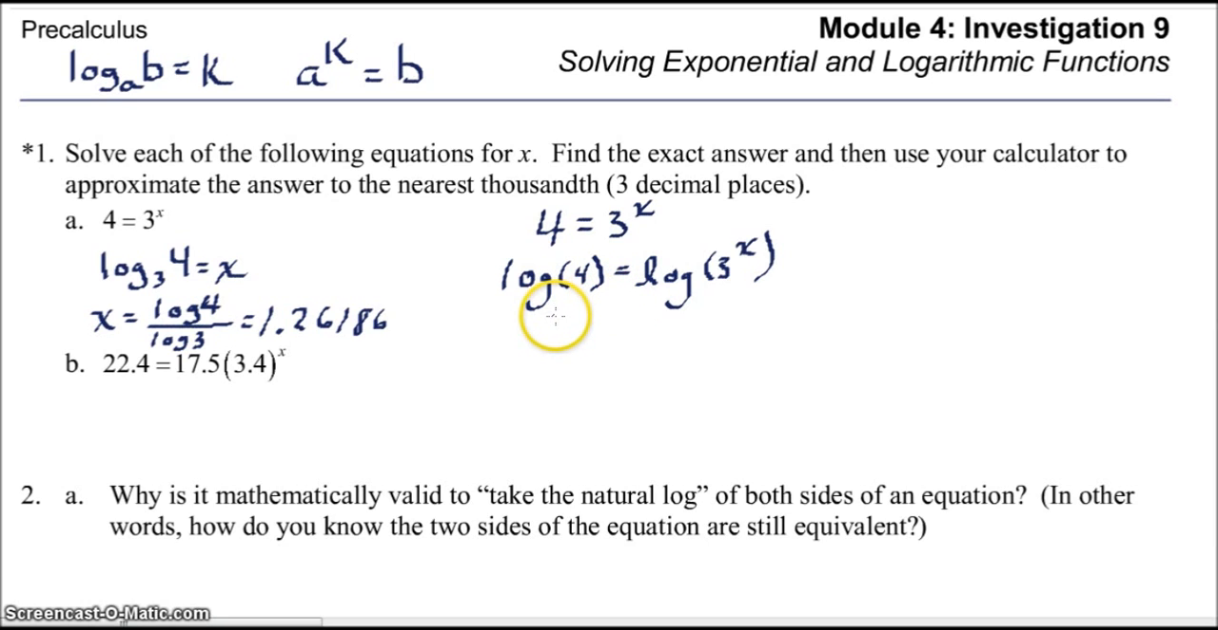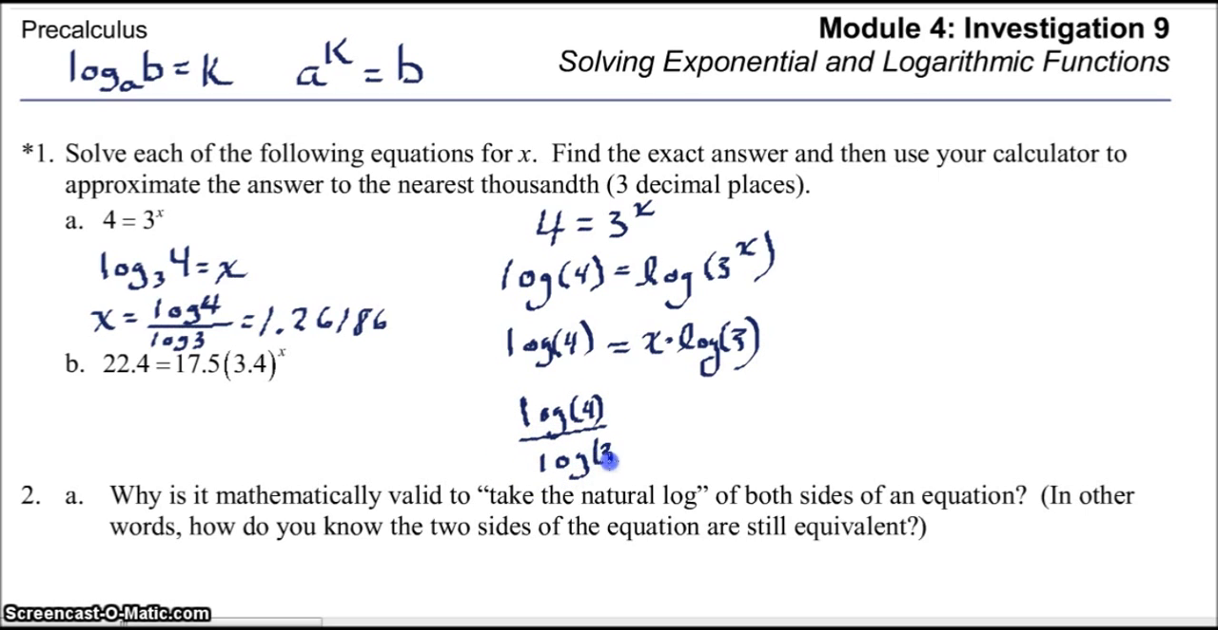Now there's a property of logarithms that says we can take this x down front, x times log of 3 equals log of 4. And then we have x multiplied by log of 3, so we can divide by log of 3. And we'll get x. You could have also taken the natural log of both sides so that you got natural log of 4 over natural log of 3.